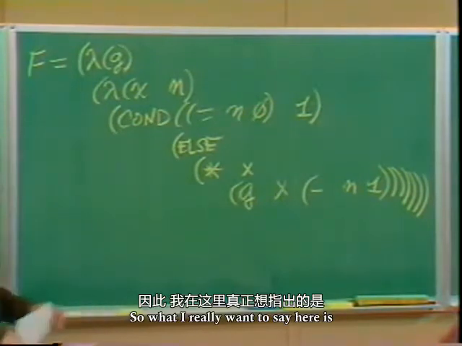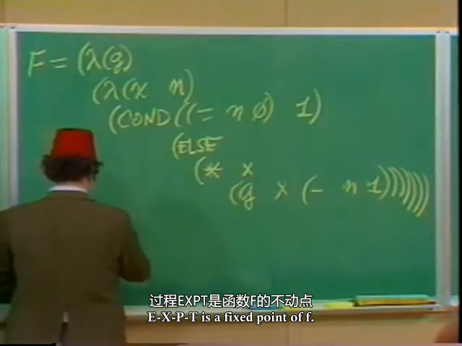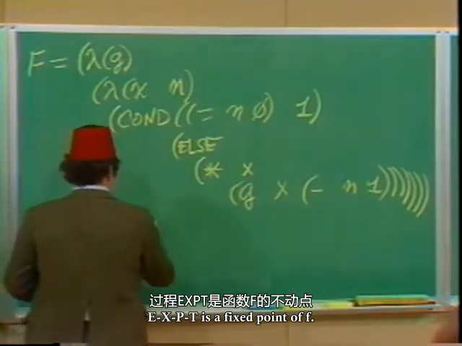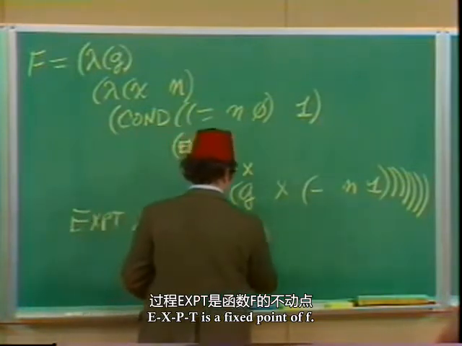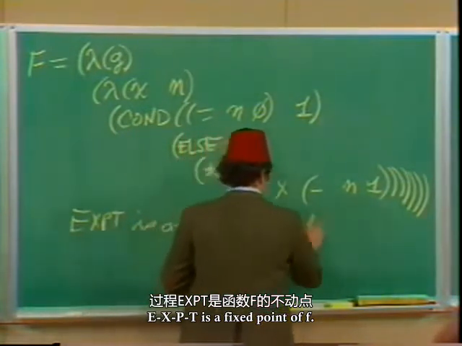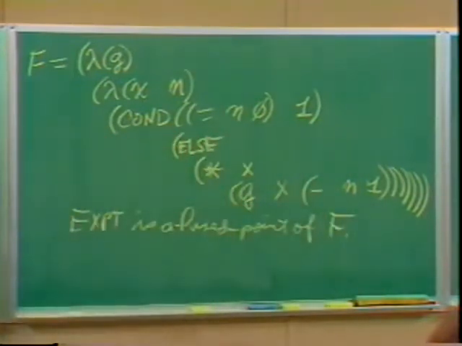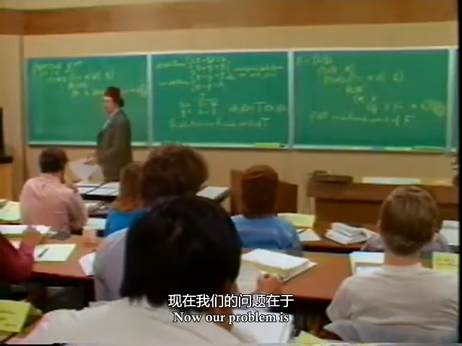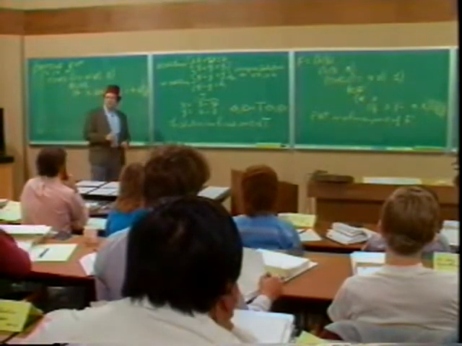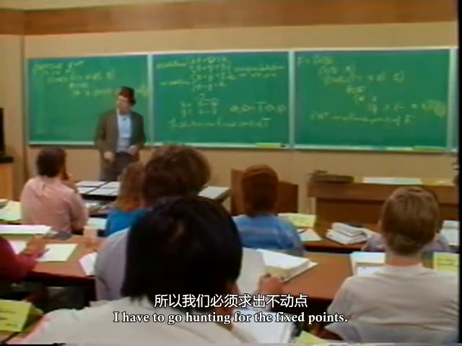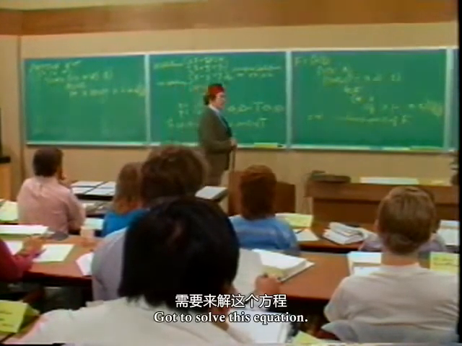So what I really want to say here is EXPT is a fixed point of f. Now our problem is there might be more than one fixed point. There might be no fixed points. I have to go hunting for the fixed points. Okay. Got to solve this equation.